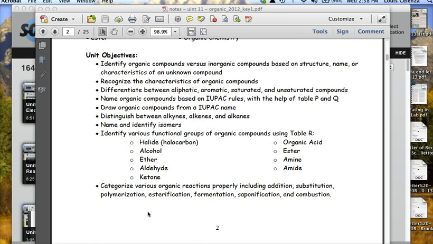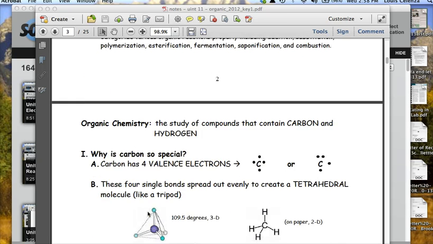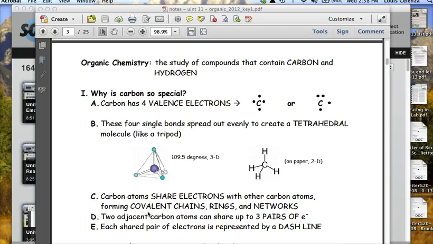This is what you should be able to do when you're done with the unit. So let's get into sort of an introduction to organic chemistry. Organic chemistry, here's kind of the definition, is the study of compounds that contain carbon and hydrogen. Generally, it's the study of compounds that contain carbon, but most compounds that contain carbon also contain hydrogen.